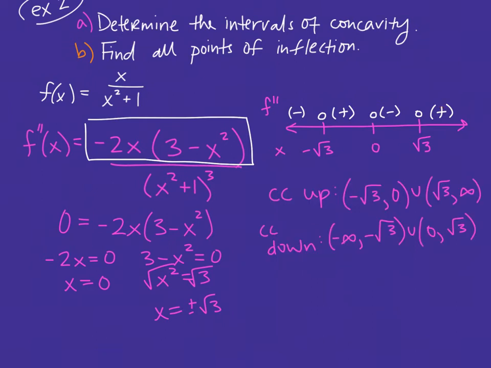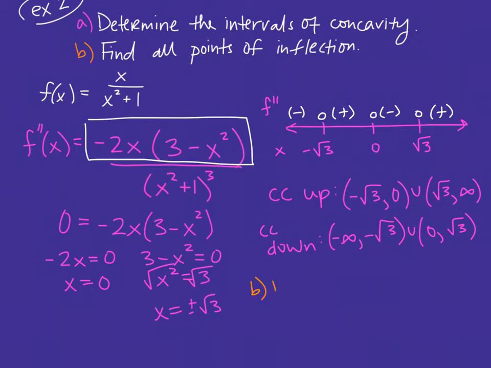So in part A, our answer is that our graph of f of x is concave up on the interval from negative root 3 to 0, union root 3 to infinity. And then we're concave down on the following intervals here from negative infinity to negative root 3, and then union 0 to root 3.